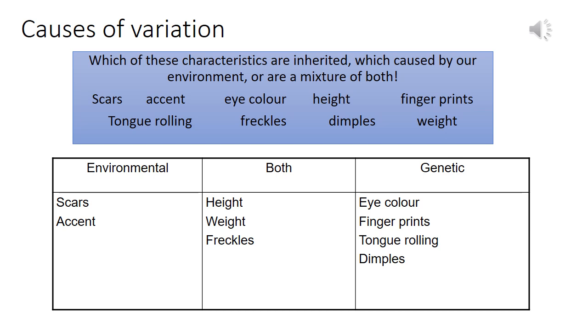And we can put freckles in both as well. You might have put freckles in genetic. I'd accept that as correct too. But if you have got freckles, you might know that they come out in the sun a little bit more. So you inherit them from your parents, but the sun might make them a bit stronger. So see how you did? You could argue where some of these could go, but that is generally where we are going to put those.